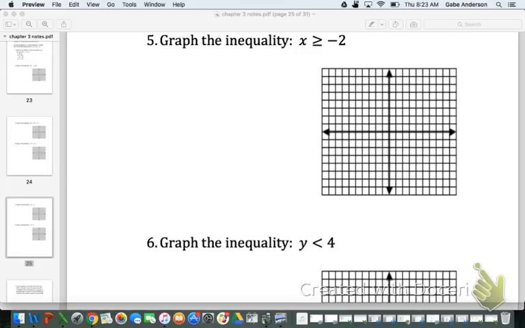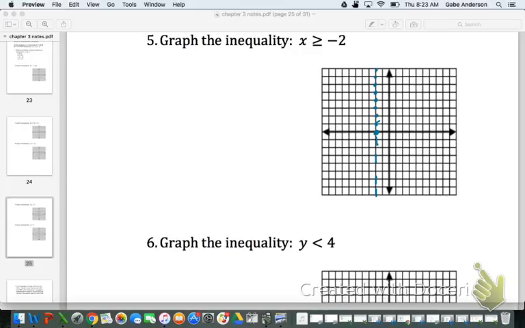Solid. It is solid. It's going to be going through -2. There we go, -2. You can do dashed like we've been doing, or you could do dotted like this. I'll just do dash down here.